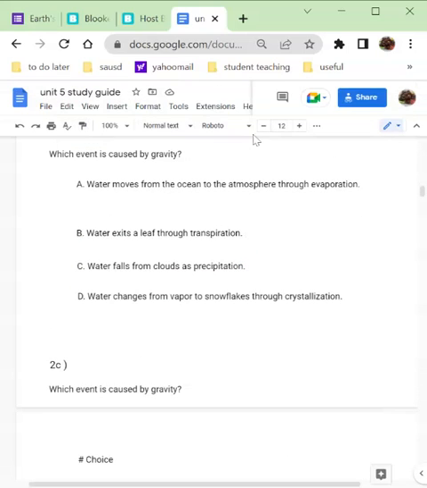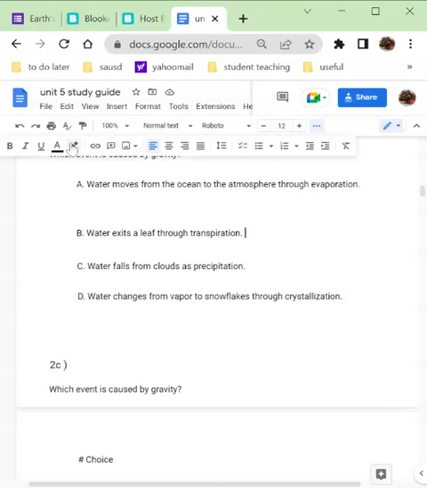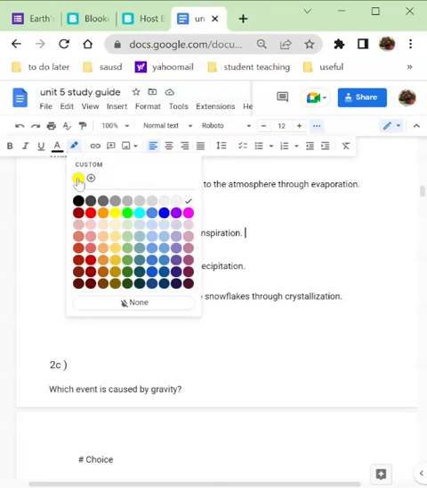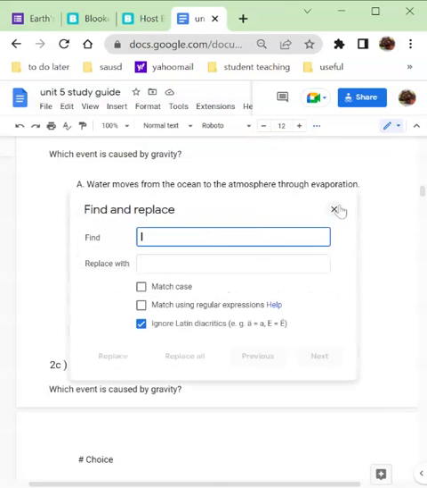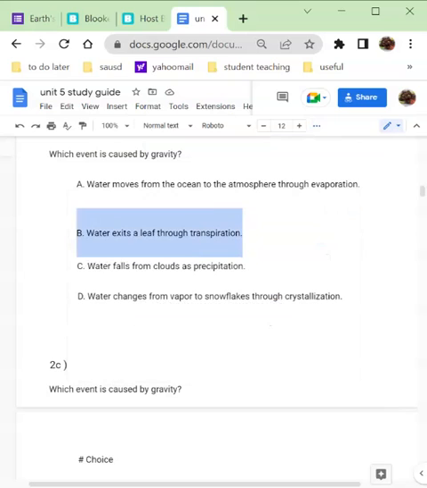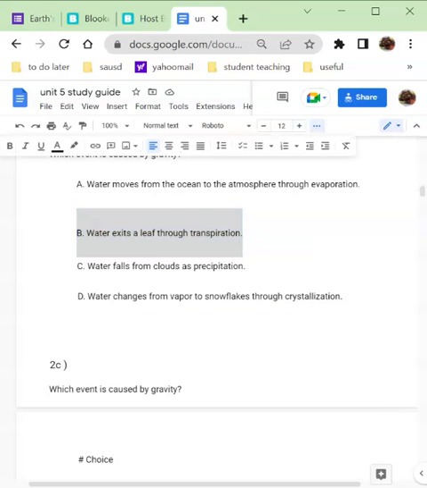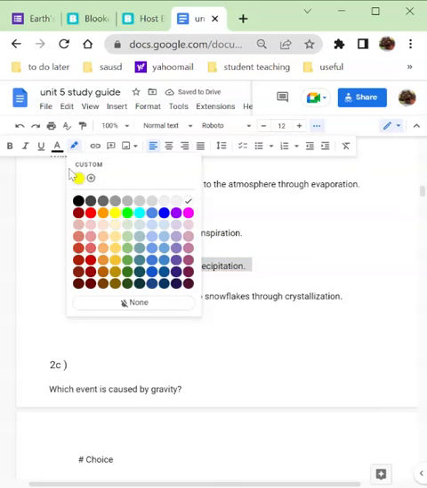My highlighter went missing. Oh, here. Oops. Not that one. This one.